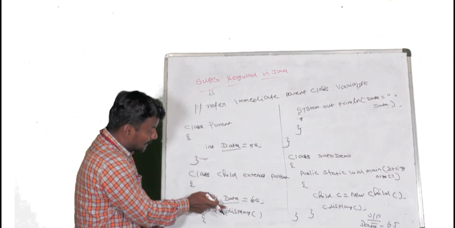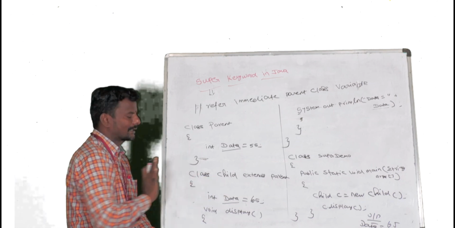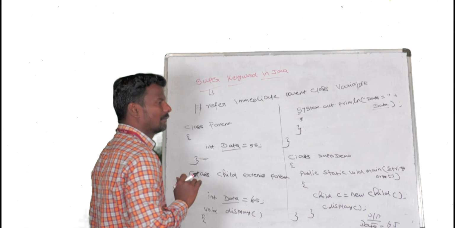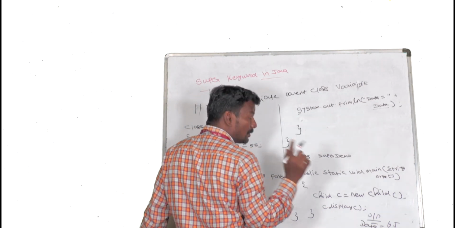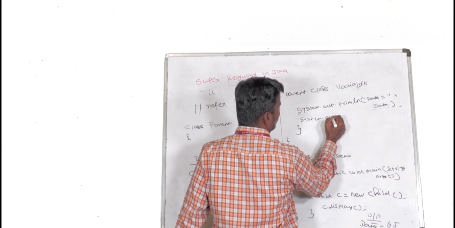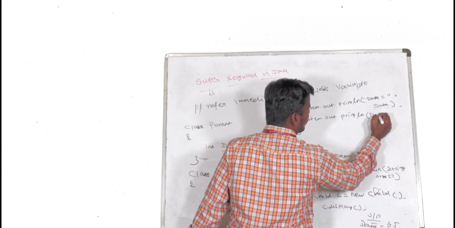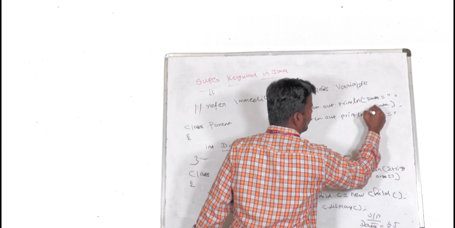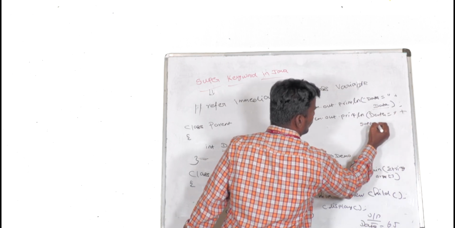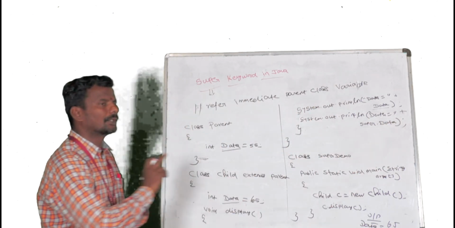Now we are invoking only the child class variables. We want to invoke the parent class variable, so what do we have to do? Again we have to use the super keyword here. System.out.println data is equal to plus super.data. So now if you execute it, what will happen?